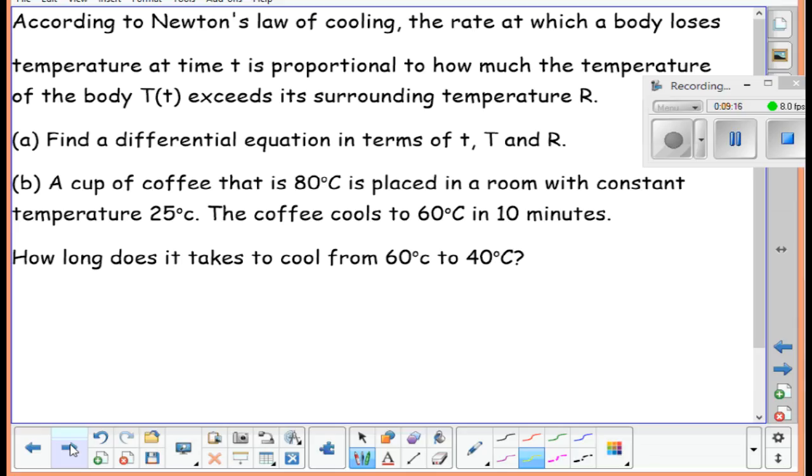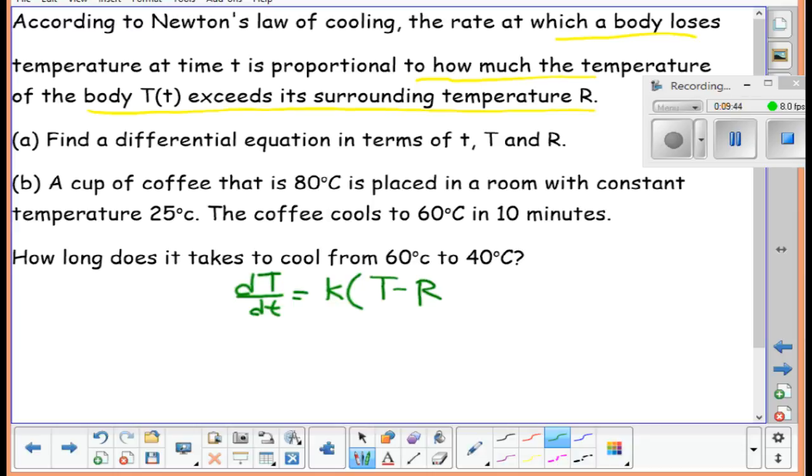Here is a word problem. It says that according to Newton's law of cooling, a body loses temperature proportional to how much the temperature of the body exceeds its surrounding temperature R. So what we're going to have now is dT over dt is equal to proportional, so I'm going to say k times (T minus the surrounding temperature).